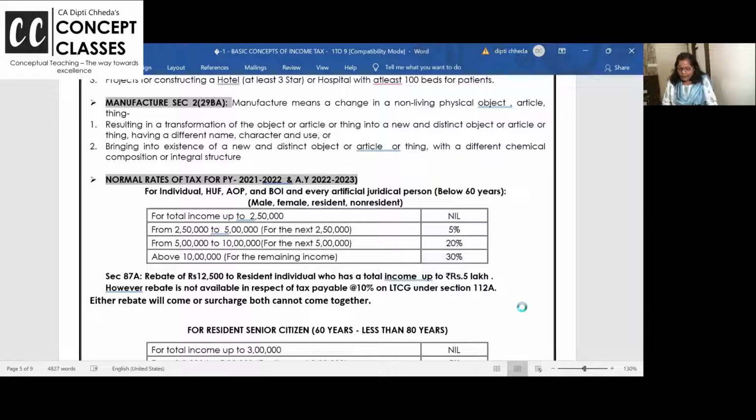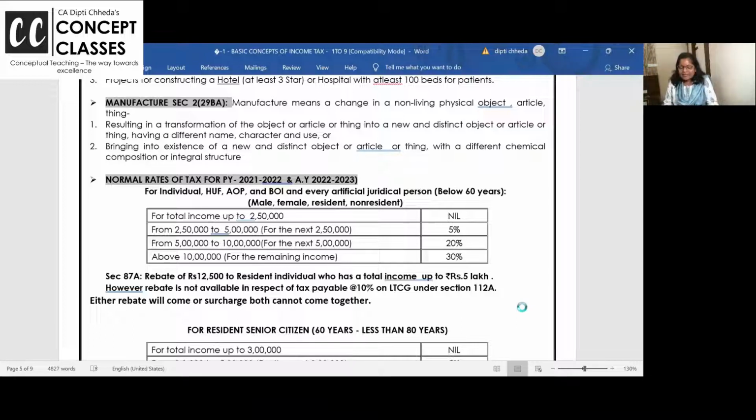Individual, HUF, AOP, BOI, and AJP. I hope now you know who these people are. What I have left are the firm and company, because they pay tax in a different way, at a flat rate of tax. Right now I am teaching you slab rate. You know slab: till here this much, till here this much. Right now you are studying 2 hours, then 4 hours, then the slab will go to 6 hours, then before the exam 8 hours, and then an awesome result because of the hard work.